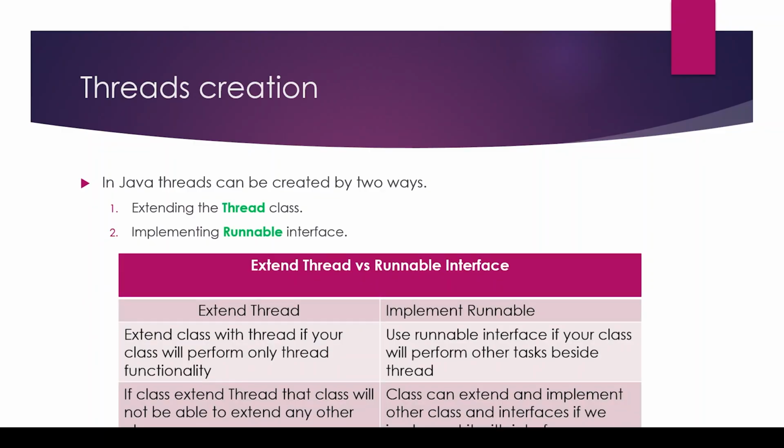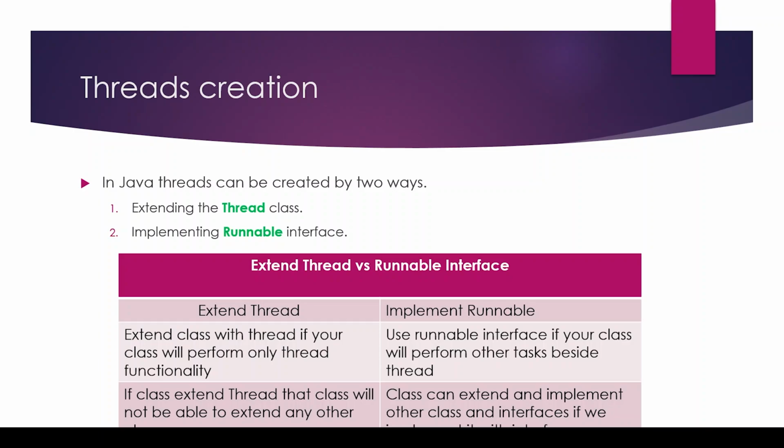As you have seen, we have created threads by extending the Thread class and also by implementing the Runnable interface. Now let's find the difference between both of them. Extend the class with Thread if your class will perform only thread functionality. Implement Runnable if your class will perform other tasks besides the thread.